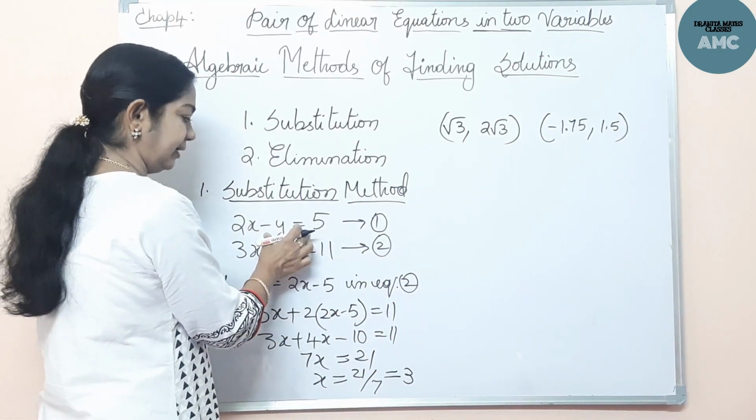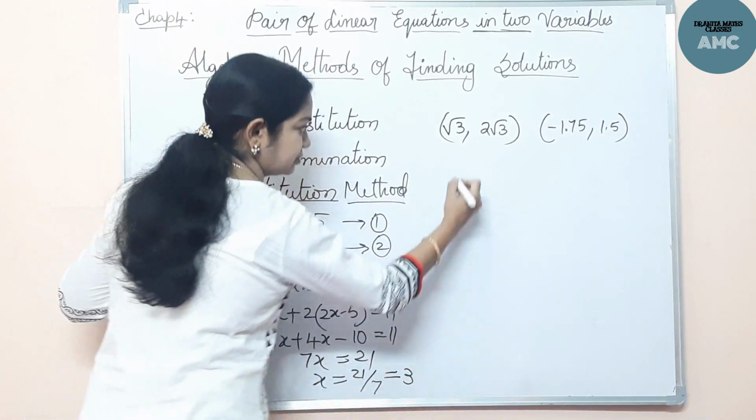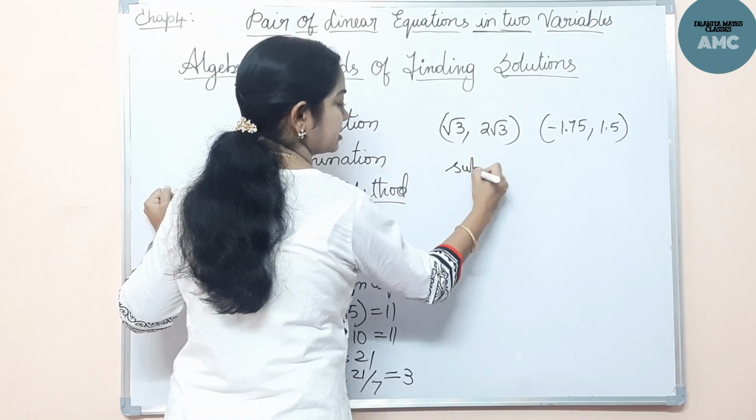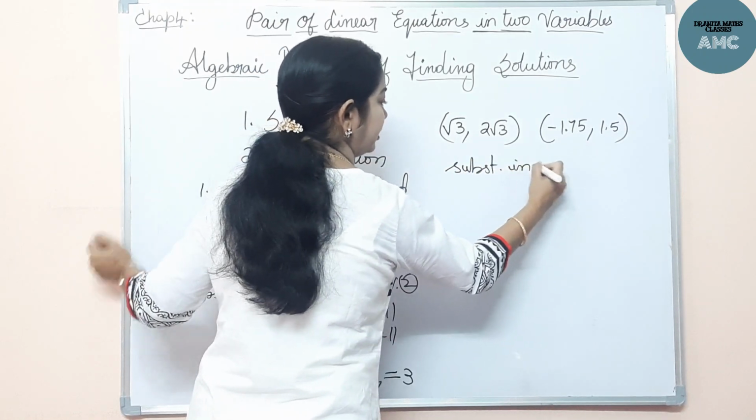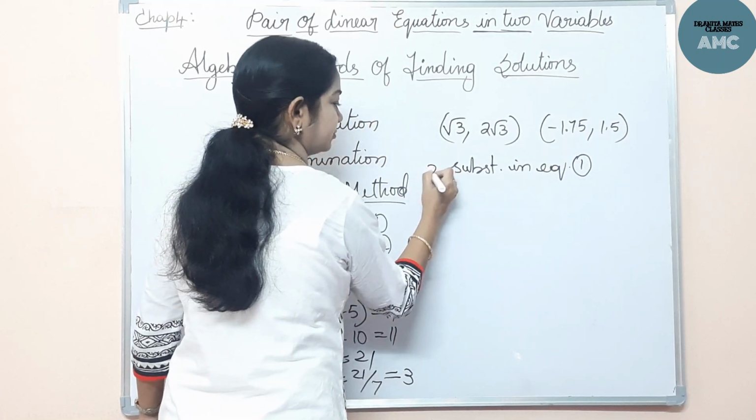Because this is simpler, we will substitute x is equal to 3 in equation 1, the x value.